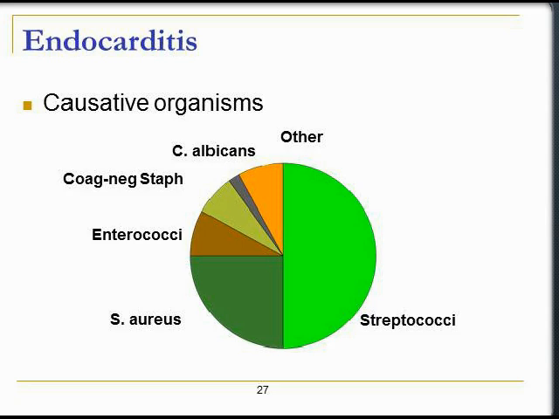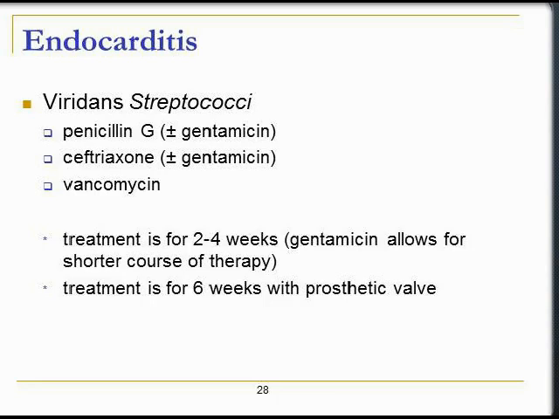And we virtually always have an organism, not always, but most of the time. And the top 3 organisms are streptococci, staphylococci, and enterococci. Now, if you're treating streptococci, the recommended therapy is either Pen-G or ceftriaxone or vancomycin, one of those options. And we treat for 2 to 4 weeks, and if you're not going to use an aminoglycoside in the patient, then you need to treat for the full 4 weeks.